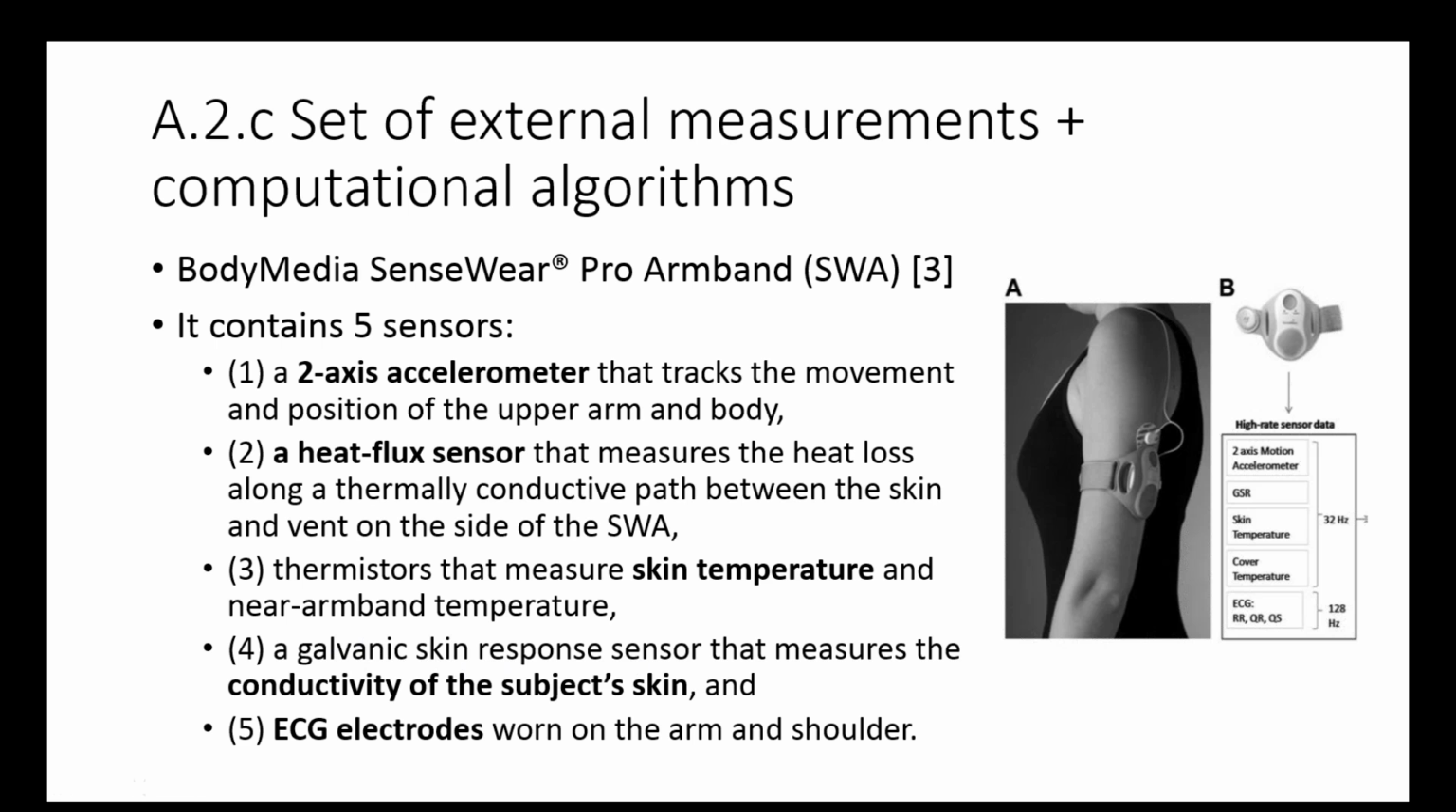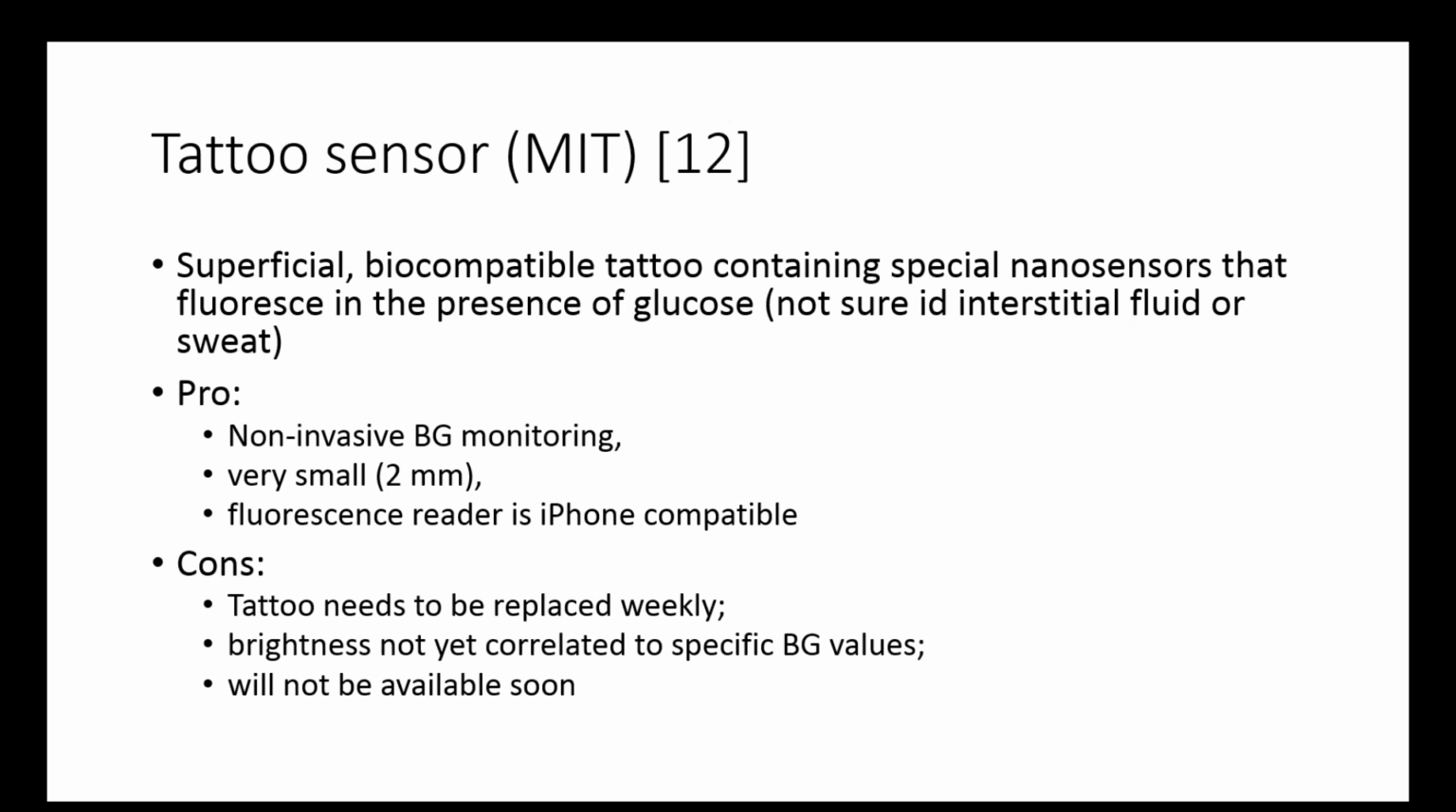So this can be used in stress detection. So when you get stressed, you sweat more. So if you measure the conductivity of the skin, it's a measure of stress. There are some watches that have that in wearable sensors. And then you have an ECG electrode. So heart rate is probably important for measuring the energy expenditure.